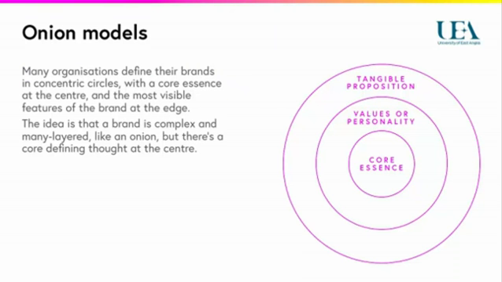Here's the first kind of model that you'll often see when organisations try to think about their brand, and it's like an onion. Concentric circles with a core essence at the centre of the onion and the more visible features of the brand at the edge of the onion. So the idea is that a brand is a complex, multi-layered thing like an onion, but there's a core defining thought at the centre.